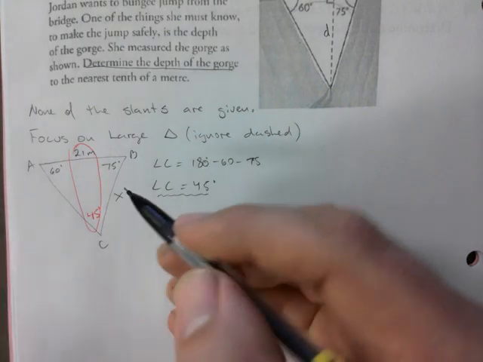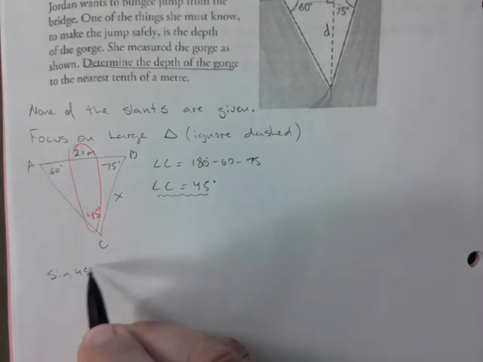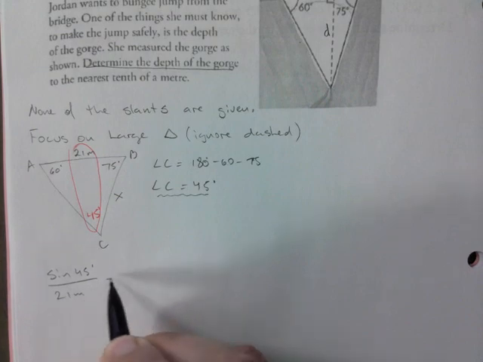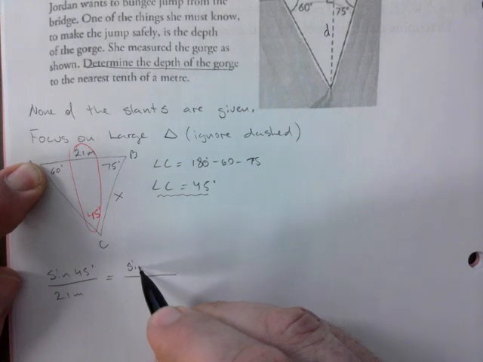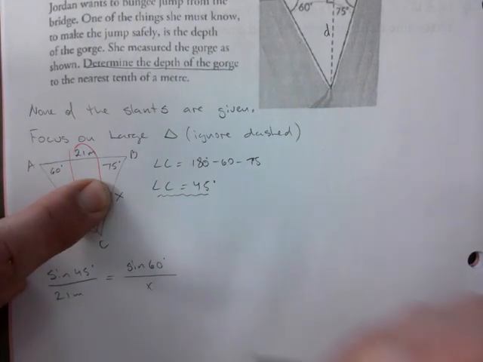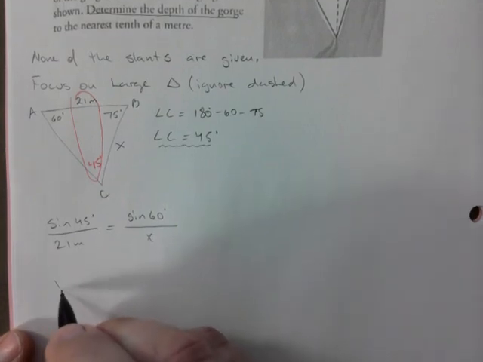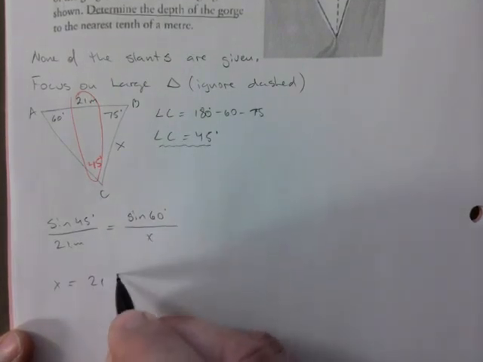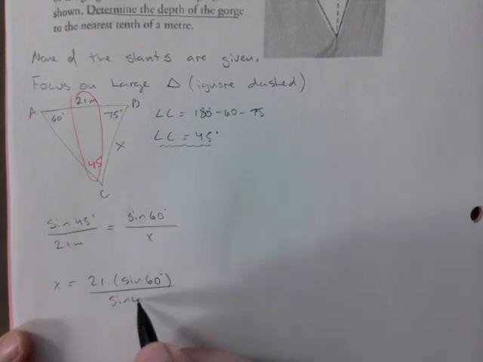So I'm going to go sine of 45 over 21 meters. And then I'm going to pick sine of 60 to solve for side x, sorry, not angle, side x. So x is 21 times sine of 60 divided by sine of 45.